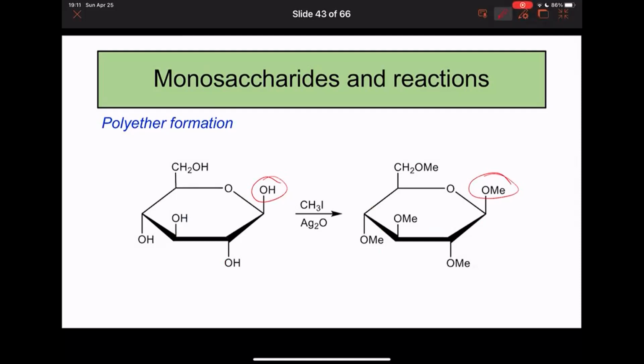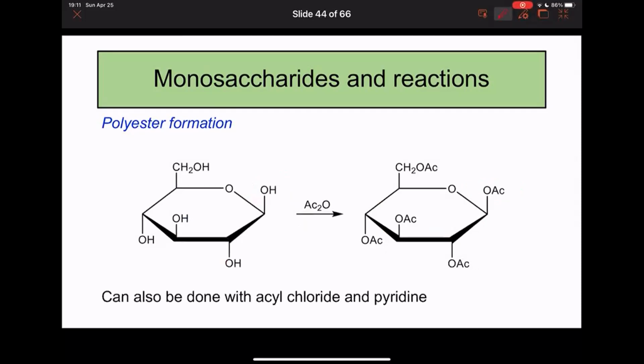And then a very similar reaction is your polyester formation. And so that was what we were just showing. And in this case, you're going to convert all of your alcohols into this ester group where it'll look like that.